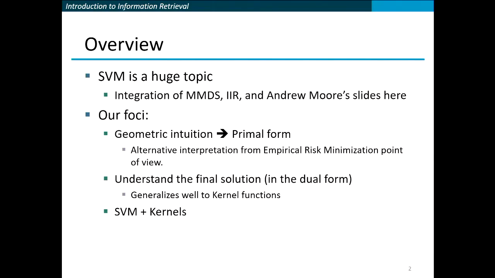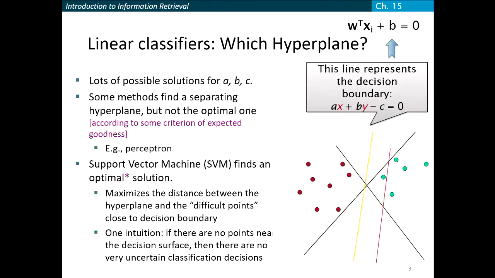And there are actually theorems saying that under certain conditions, the optimal solution for the primal form is the same as the optimal solution for the dual form. And more importantly, the dual form is efficient in certain scenarios, and it also generalizes well to the nonlinear generalization called the kernel. So that's the plan. Okay, so SVM also belongs to the linear classifiers.